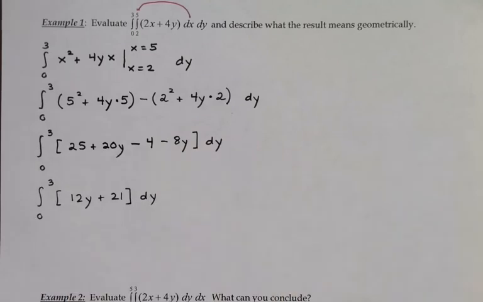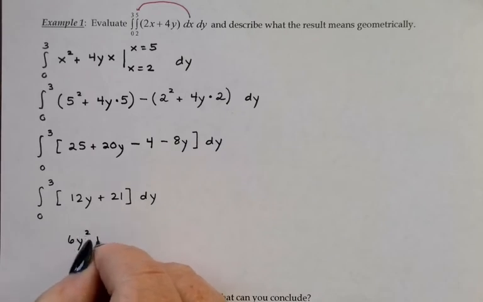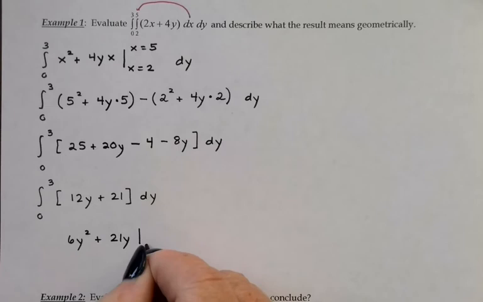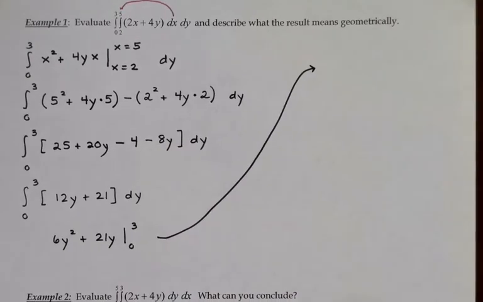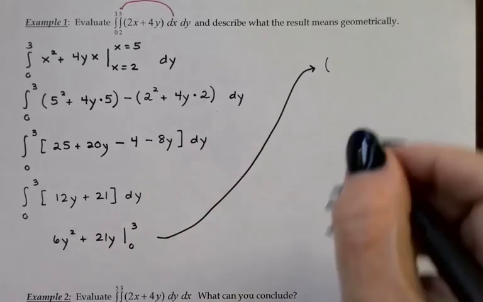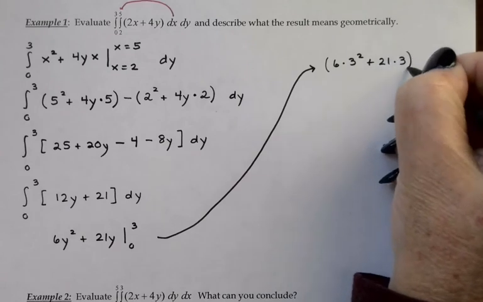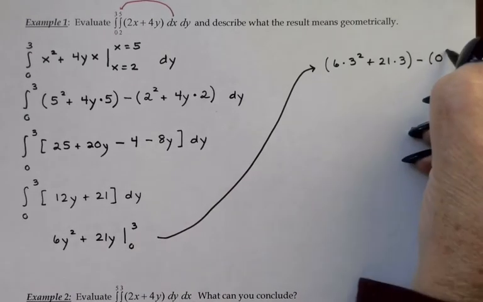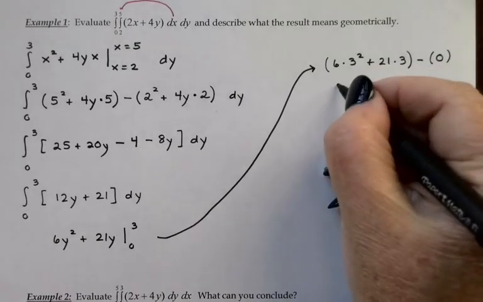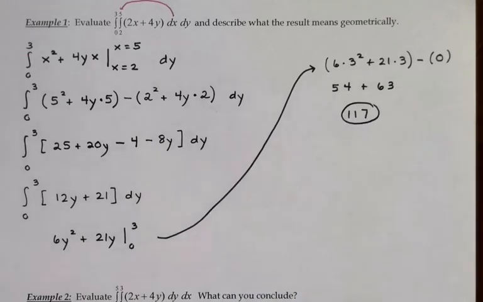dy. Now we're ending here with an integral that you know perfectly well how to do. This is just an old Calc 1 integral. If I integrate with respect to y, I'm going to get 6y squared plus 21y, evaluated from 0 to 3. And that's going to give me 6 times 3 squared plus 21 times 3. Subtract. In this particular case, when I plug in 0, it looks like I'm just going to get 0 for both terms. So I have 6 times 9 is 54, plus 63 gives me 117 for the value of that integral.